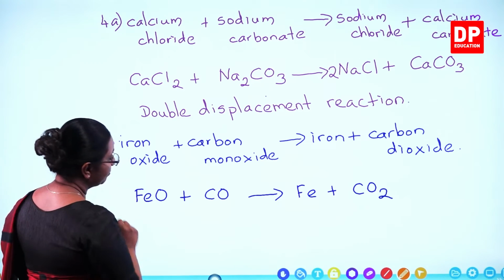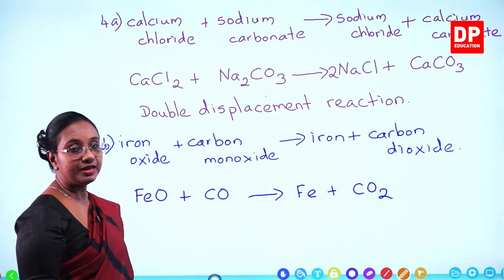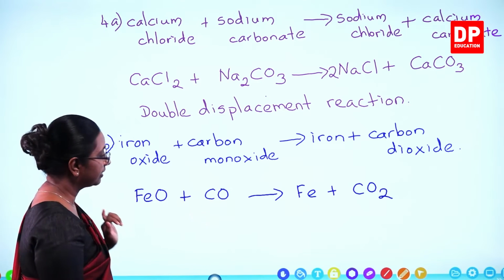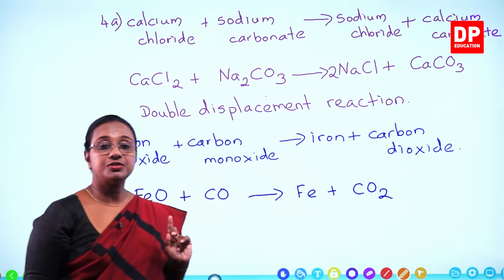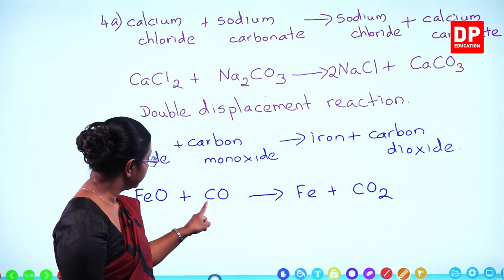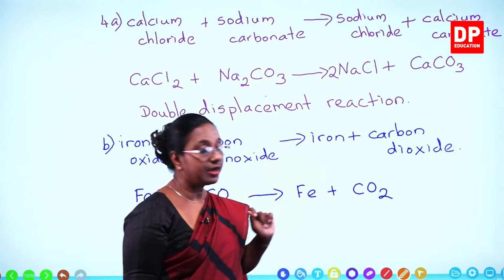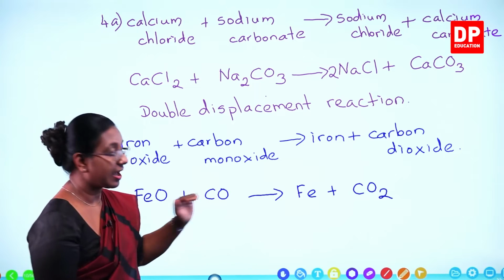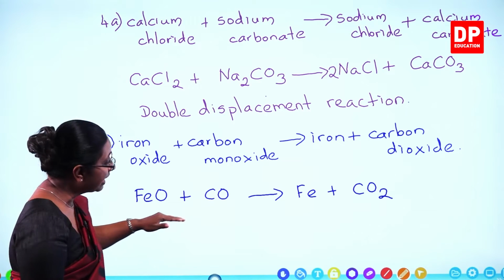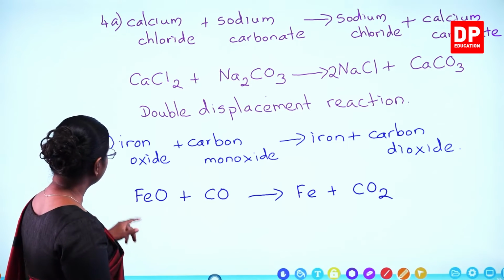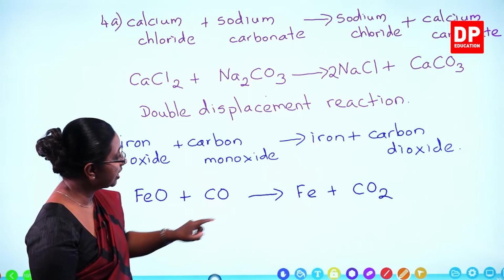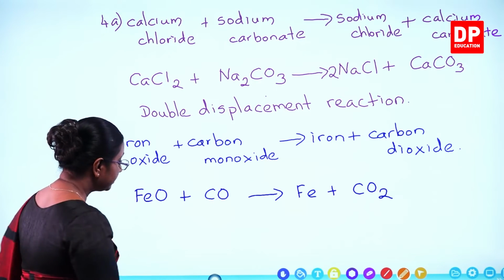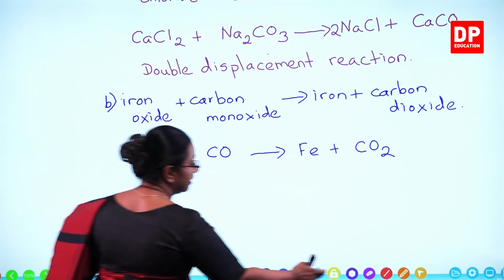Check. Fe, one atom of Fe, there's one atom of Fe there. Oxygen 1 and 2. There are two oxygen atoms on the reactant side. CO2, there are two oxygen atoms on the product side. Then we have carbon, C, and one carbon there. So that is also balanced. So that means this reaction is balanced. This is a balanced chemical equation for the reaction of iron oxide with carbon monoxide giving rise to iron and carbon dioxide. So this is a single displacement reaction.